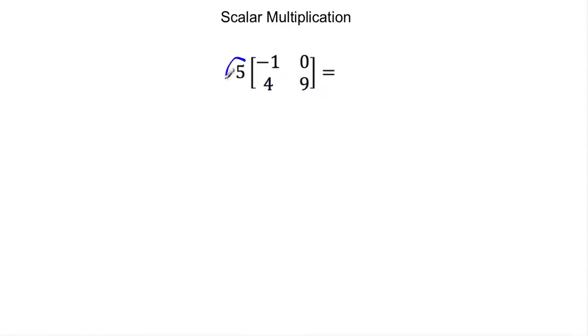Scalar multiplication is when we take some constant, so this 5 right here is what we call a scalar, and we distribute it in. Before, when we had transformations of graphs, we scaled them. So like 2x squared, that stretched the graph of x squared by a factor of 2. So we're going to do the same thing here. We're going to multiply each term inside the matrix by this scalar. So 5 times -1 is -5, 5 times 0 is 0, 5 times 4 is 20, and 5 times 9 is 45. That's it. It's that simple.